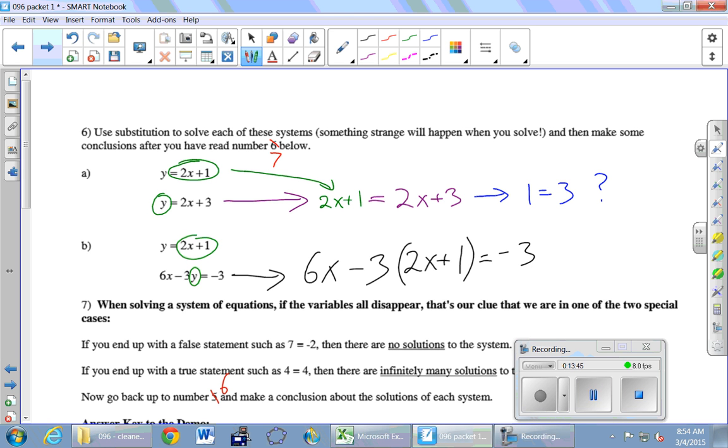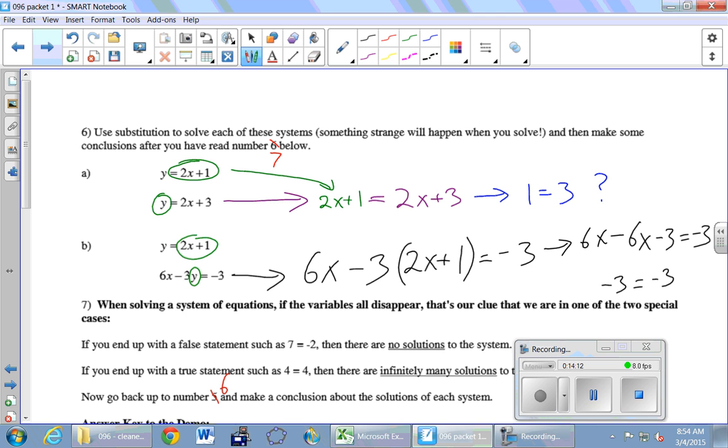Okay, so this is great because it has only 1 letter in it, right? Not 2 variables like before, so we can distribute there. 6x minus, so we distribute that minus 3, what do we get? 6x, and then minus 3, and then equals negative 3. And then what happens when we combine terms? The x's cancel, and we get minus 3 equals minus 3, which is another question mark.